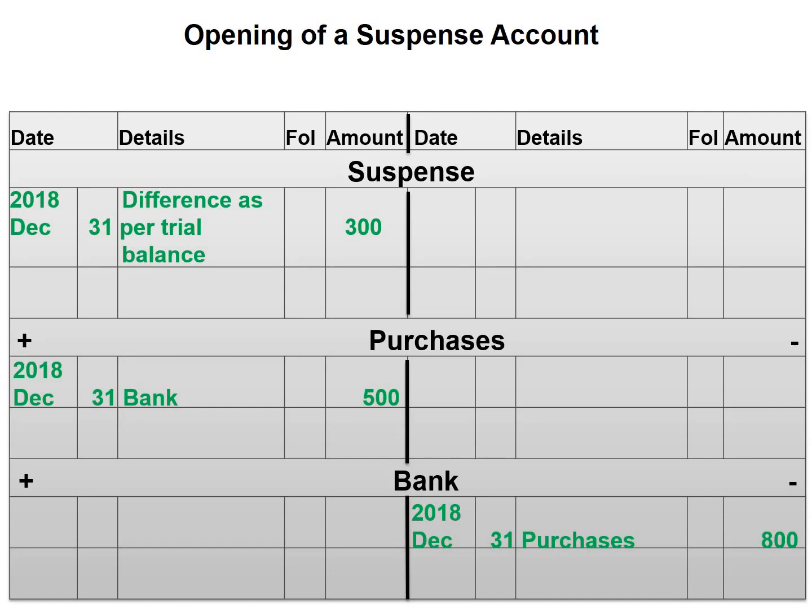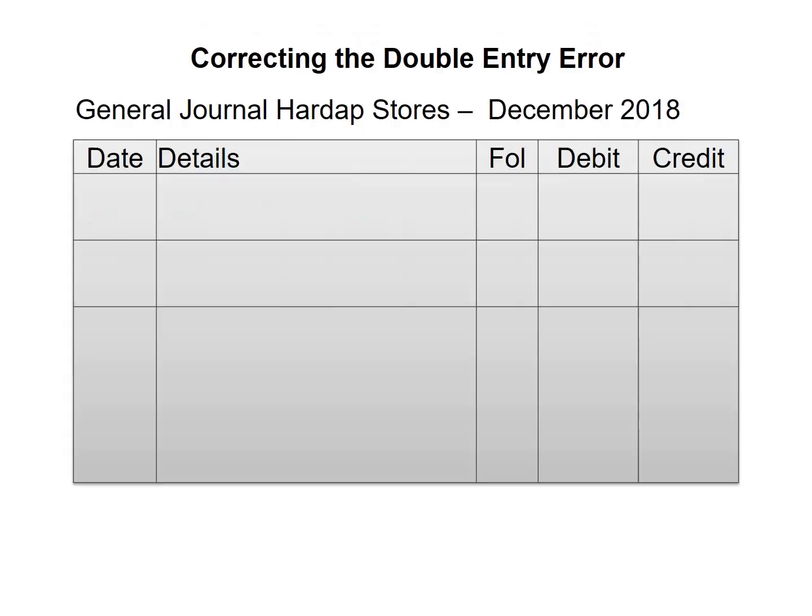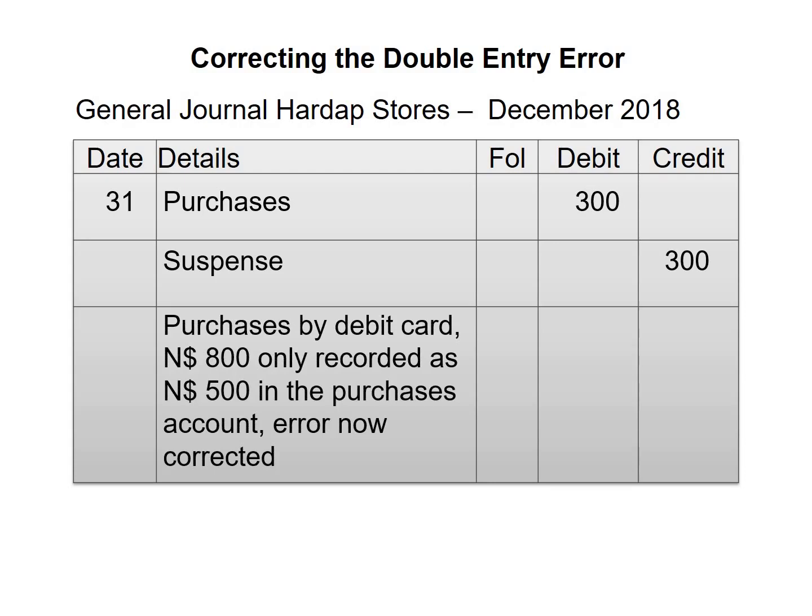Now let's go and correct the error in our general journal. We'll start with the date 31, then we'll debit purchases with $300 Namibian, and then we'll credit the suspense account with $300 Namibian also, and our narration will be purchases by debit card 800 only recorded as 500 in the purchases account, error now corrected.